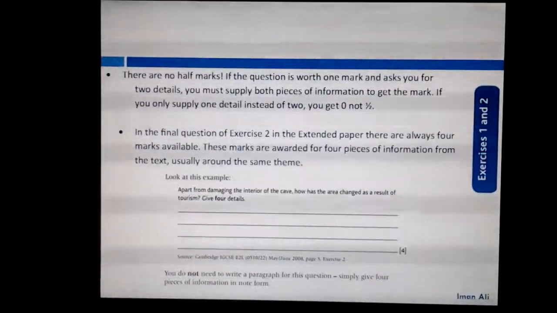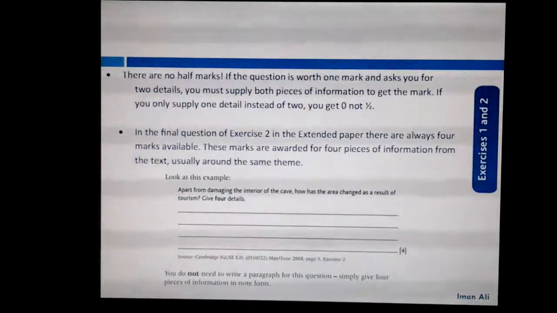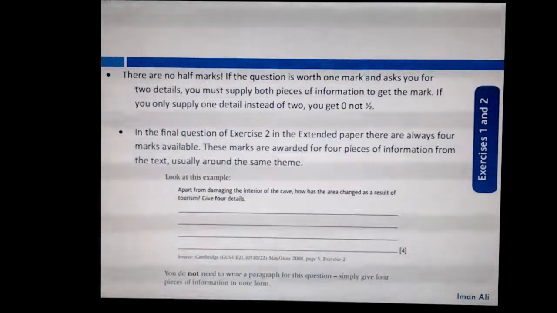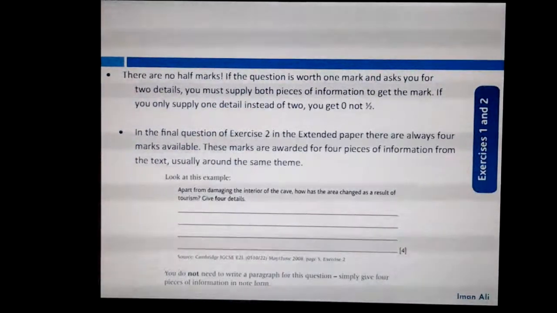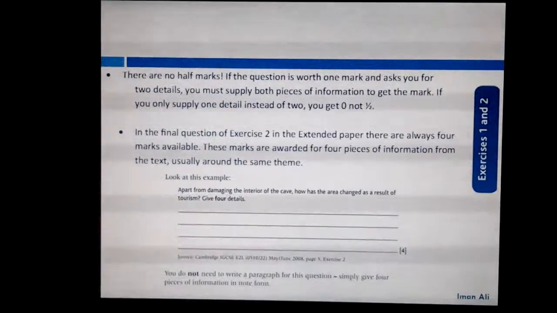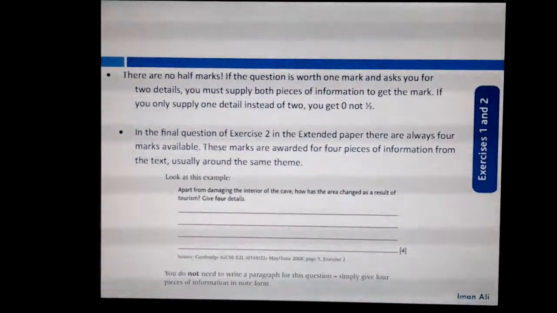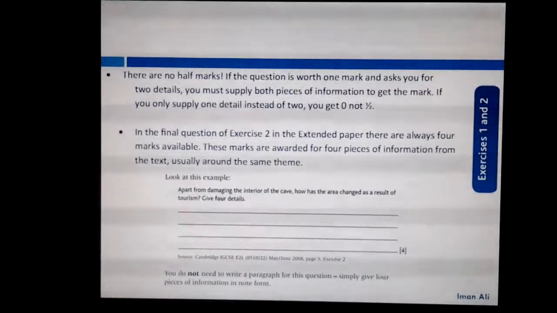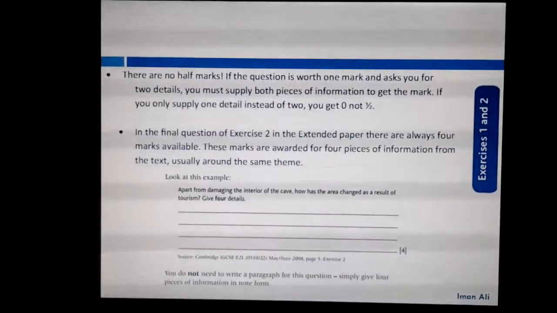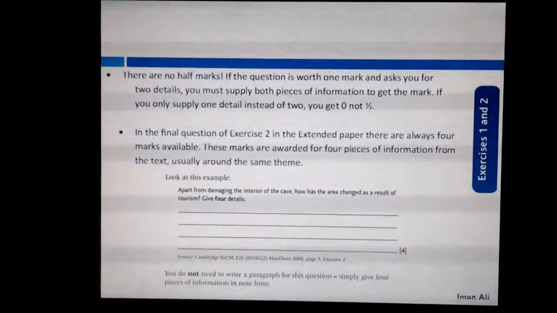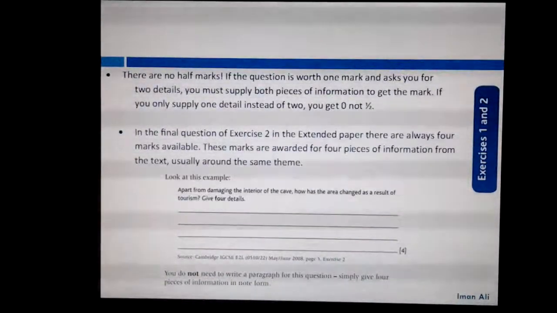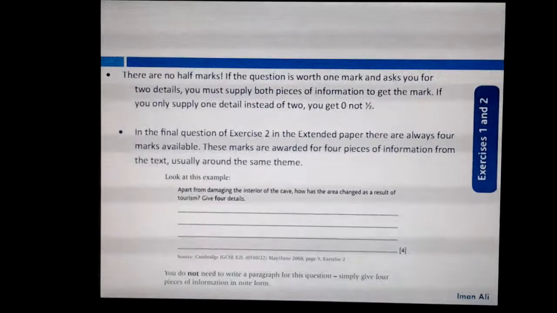Once again, let me repeat, there are no half marks, no quarter marks. There's only 1 mark or 2 marks and so on. If they're asking you to write 2 pieces of information for 1 mark, remember, you will not get a half mark for writing only 1 piece of information. You must write both pieces of information in order to get the full 1 mark.